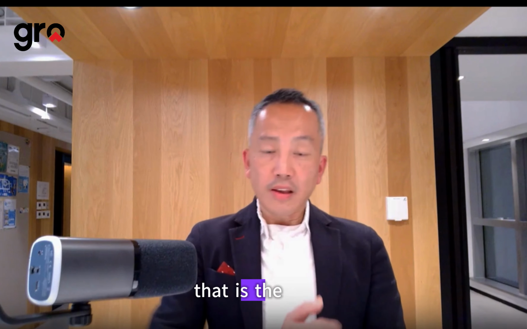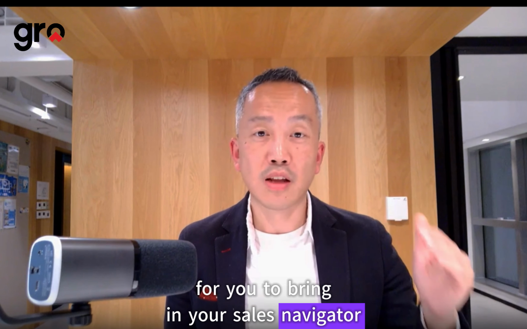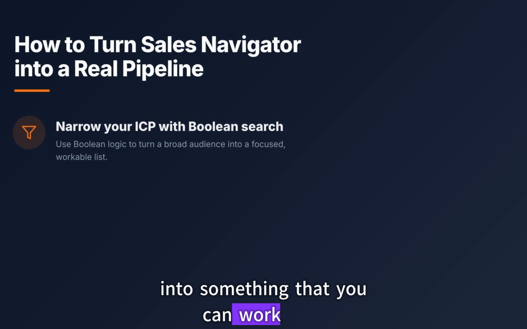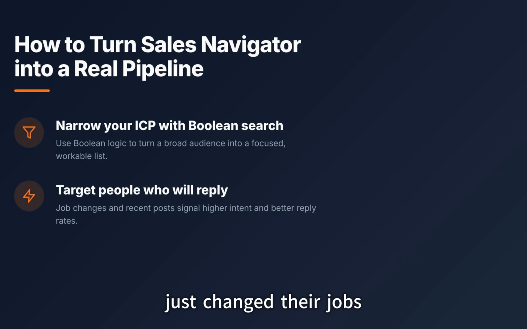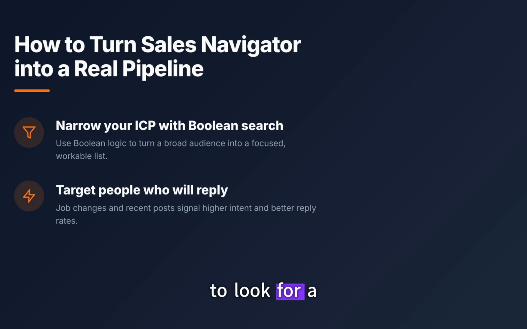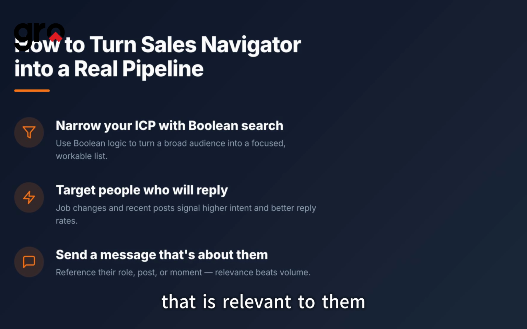So that's it. That is the 3 simple steps, or the framework, for you to bring out your Sales Navigator like a real Ferrari. And let me repeat the 3 steps again. Firstly, use Boolean Search to narrow down your ICP into something that you can work with. Step 2, find people who have just changed their jobs or who have just posted something on LinkedIn, which means that they have a stronger reason to look for a new solution and they are more than likely to reply to you. Finally, write a personalized message that is relevant to them.